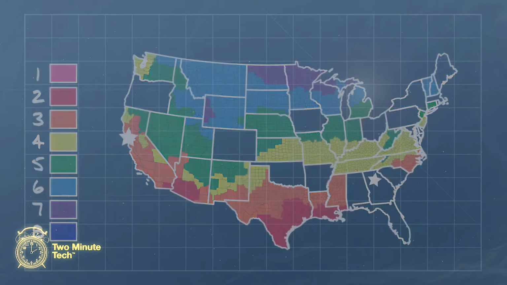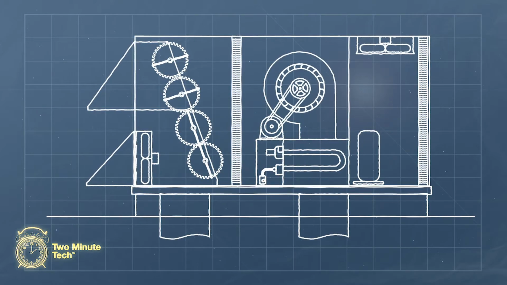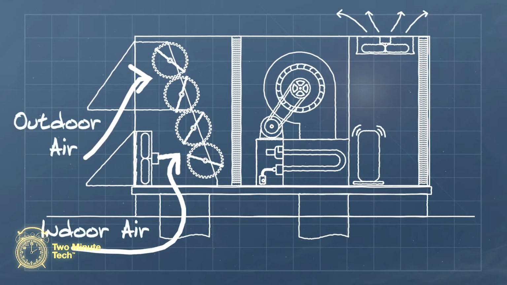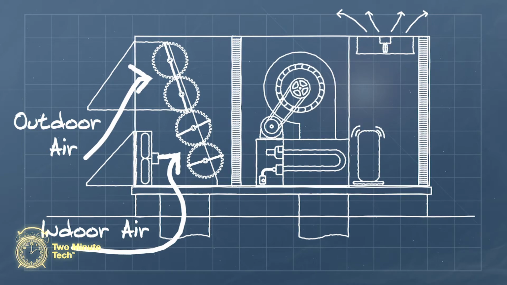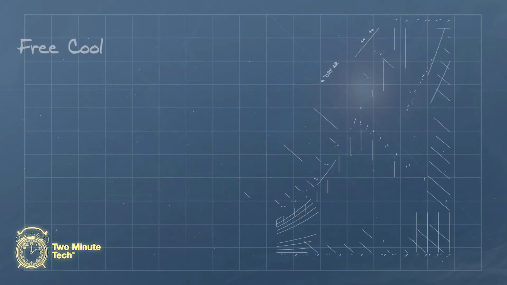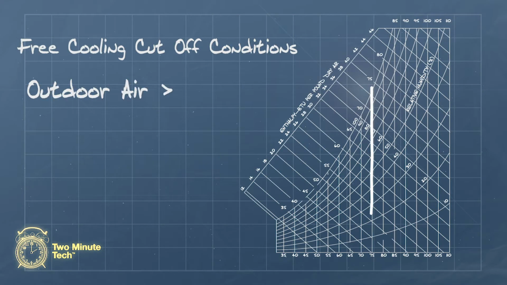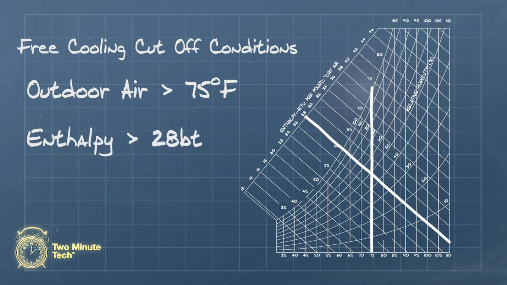Based on the climate zones, the standard requires specific dry bulb temperature cutoff points for economizers. These points are when the economizer stops the free cooling operation. For enthalpy controlled economizers, such as the Honeywell Jade Economizer controller, the standard states that the economizer is to shut down under one of 2 conditions: an outdoor air temperature greater than 75 degrees Fahrenheit, or an enthalpy greater than 28 BTUs per pound of dry air.